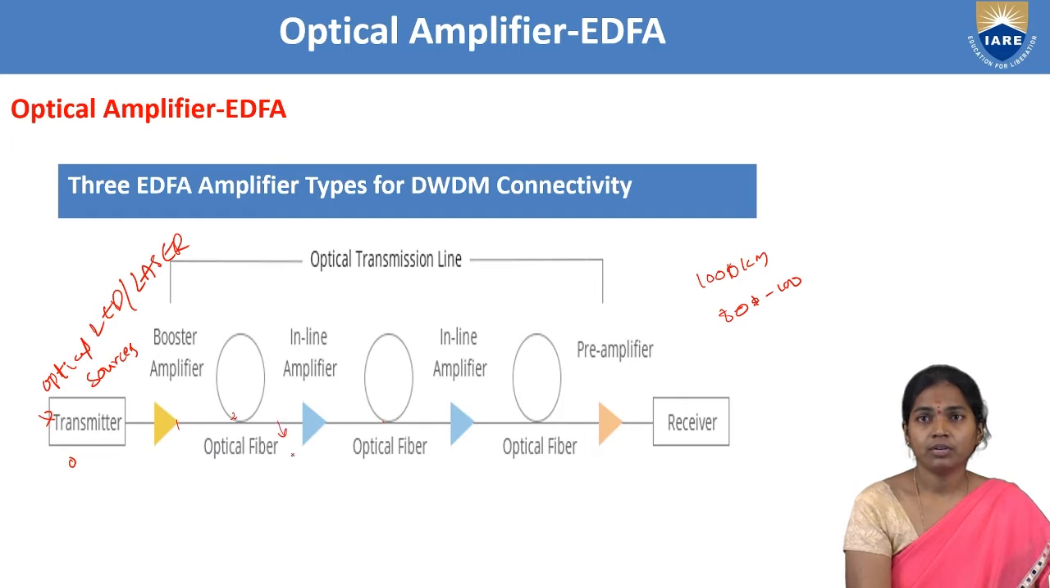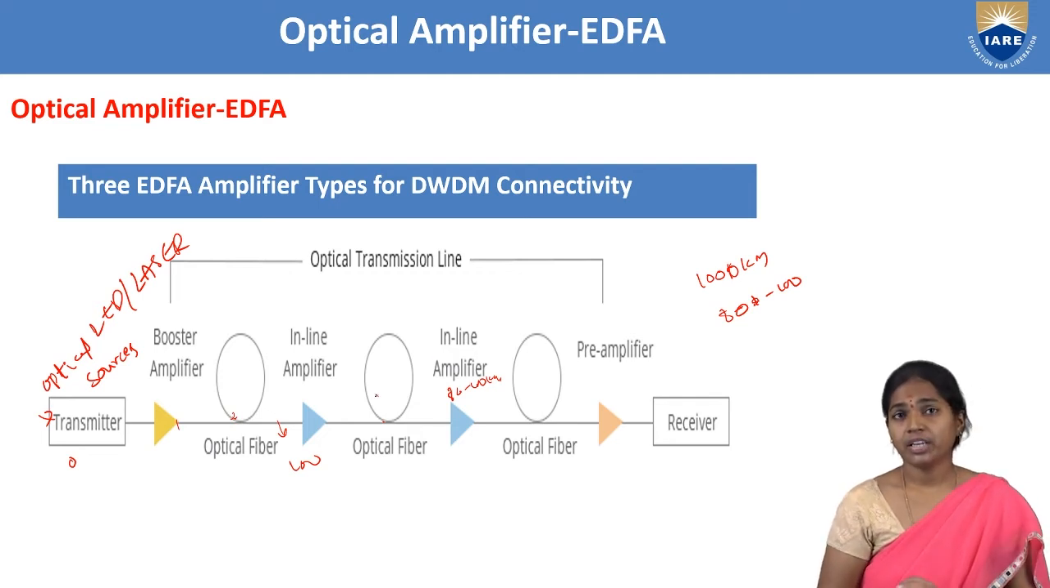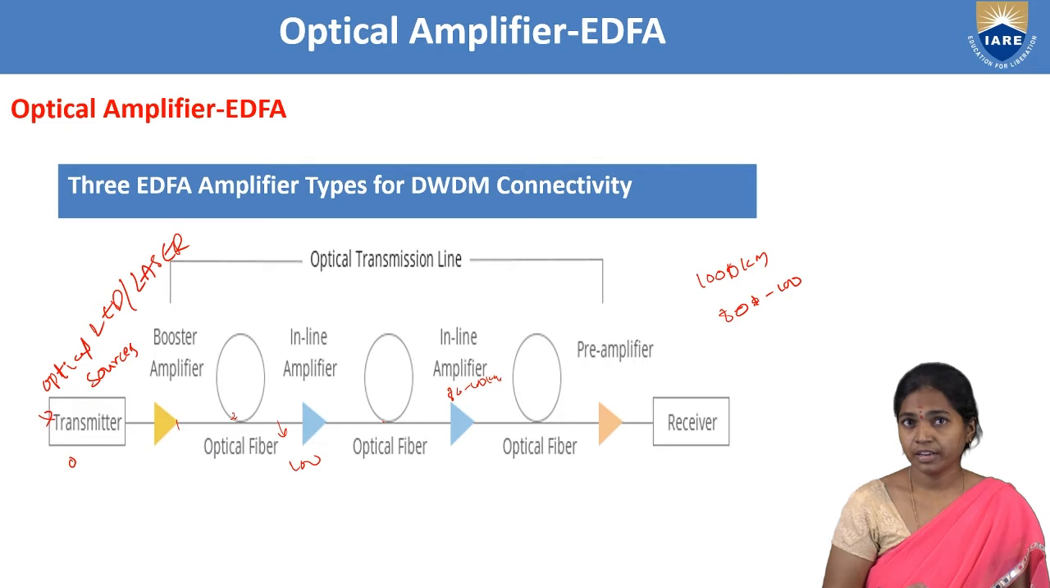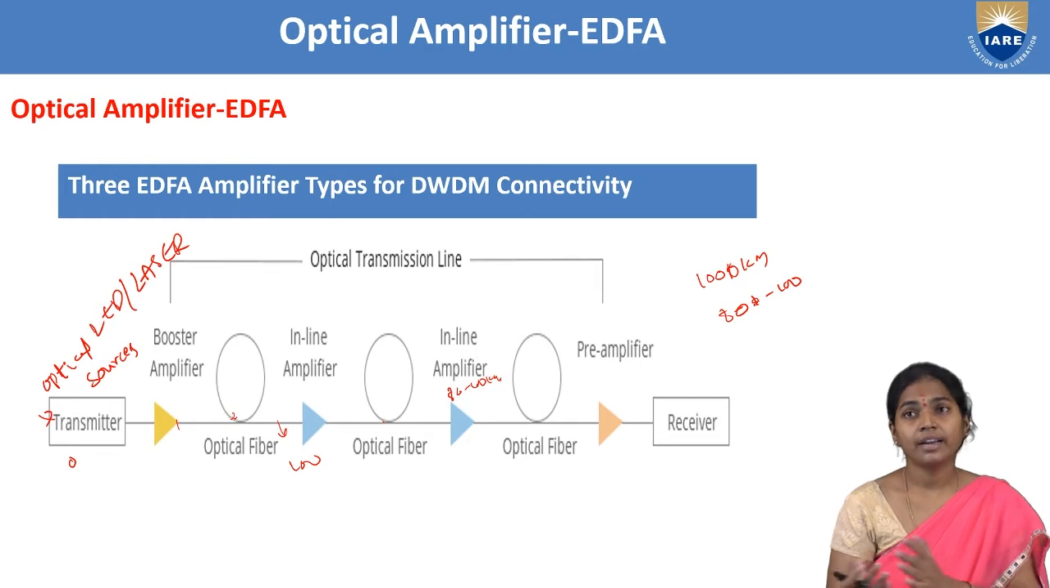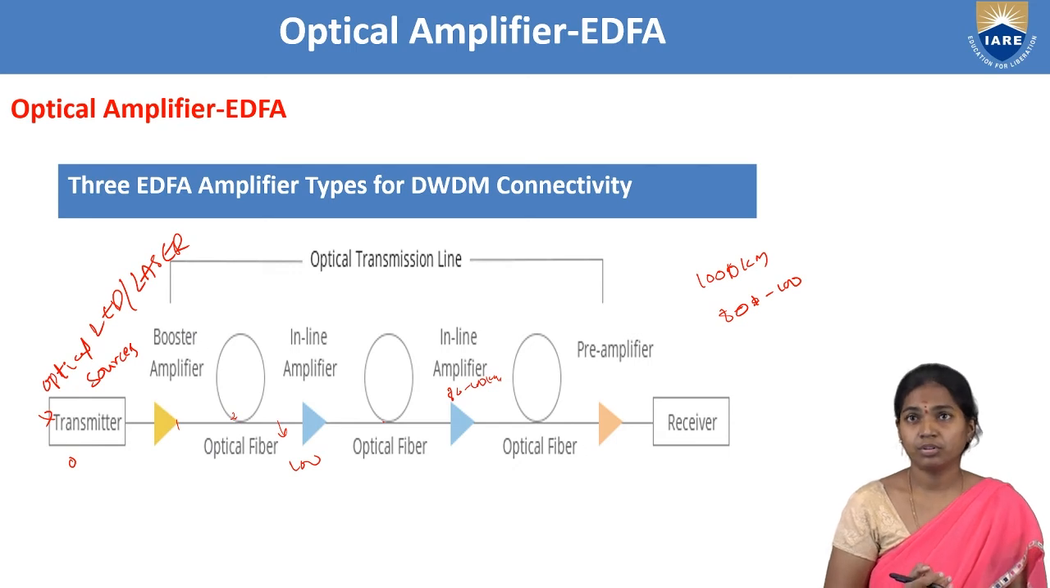So if some signal is at a low level, then with the use of this line amplifier, we can boost the signal. We can increase the signal strength. Again, it transmits the information. When it reaches 80 to 100 kilometers, then again we are using a line amplifier. With the help of this line amplifier, we increase the signal strength and transmit again. So with the help of the line amplifier, we can transmit the information to a longer distance. At the transmitter we are using a booster amplifier, and at the receiver we are using the preamplifier. So this is the basic diagram for dense wavelength division multiplexing.